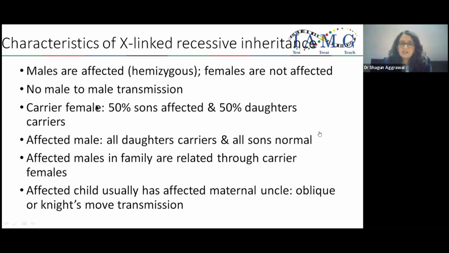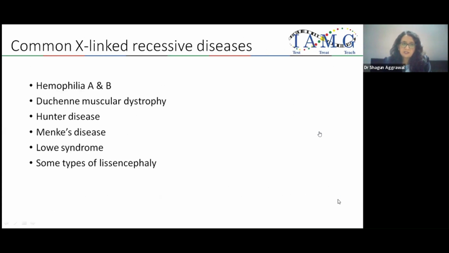If there is a carrier female for such conditions, then 50% of her sons are likely to be affected, and 50% of her daughters would be carriers. For an affected male, all the daughters would be carriers and all sons would be normal. Affected males in a family are connected through carrier females, and an affected child would have an affected maternal uncle, provided it's a familially transmitted mutation. So you would see an oblique or Knight's move transmission.